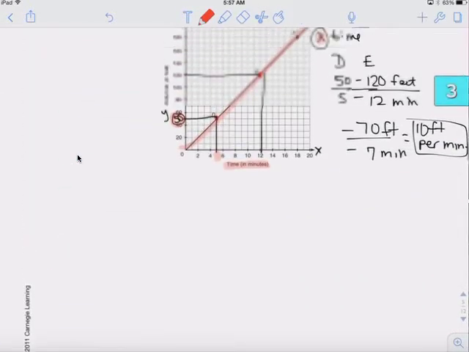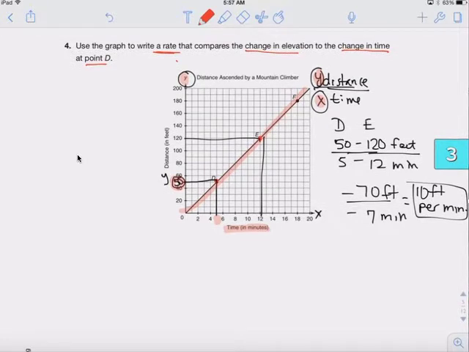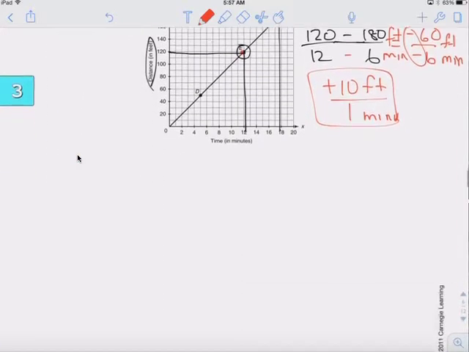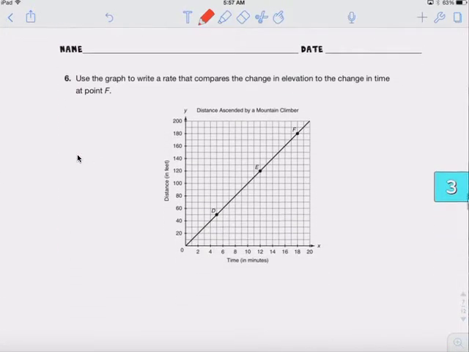Notice, same answer as here. The rate of change is always the same on the same line. Makes sense? The rate of change is the same. Okay, numbers. Okay, use point F.